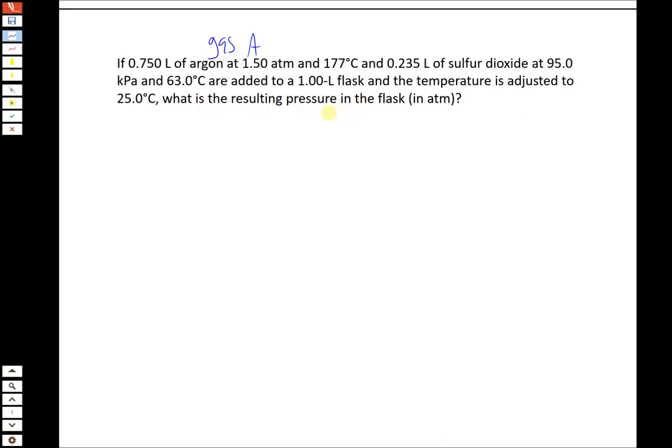So what we're basically doing here is combining two gases. Each gas initially has its own temperature, pressure, and volume. Then we're mixing those two together into a 1 liter flask and lowering the temperature down to room temperature. Initially they were at 177 Celsius and 63 Celsius. Once we mix them together, we lower the temperature.